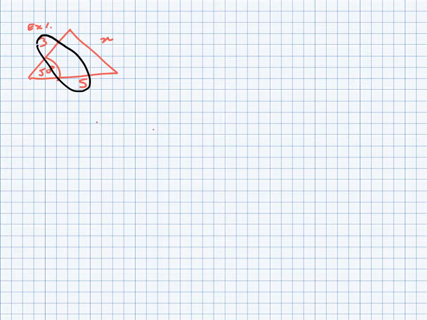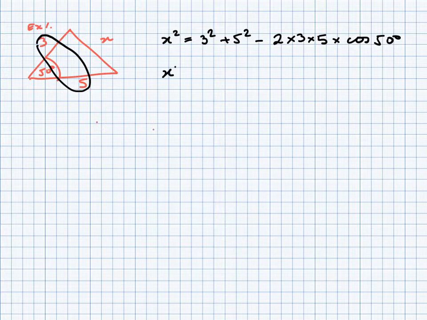To find x, x to the power of 2 is equal to, if you remember, the other two sides to the power of 2 added. I'm not going to use letters, just numbers. It's 3 to the power of 2 plus 5 to the power of 2, take away 2 times 3 times 5, and then times cos of that included angle, which is 50. So x to the power of 2.